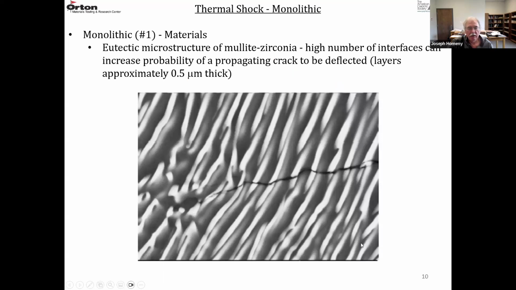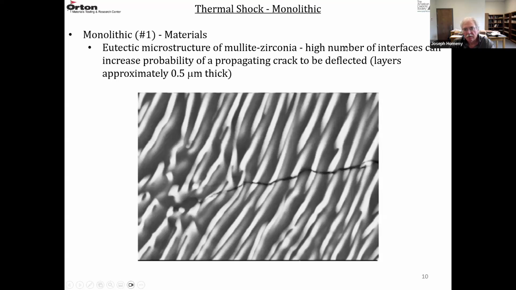So why did they add the eutectic material? Because the eutectic microstructure is unique. In this system, mullite zirconia, there's no compound formations, there's no solid solubility. So when you're at the eutectic and you cool down, you create this layered type microstructure. So the white here would be zirconia, the brighter phase, and then the darker phase would be mullite.